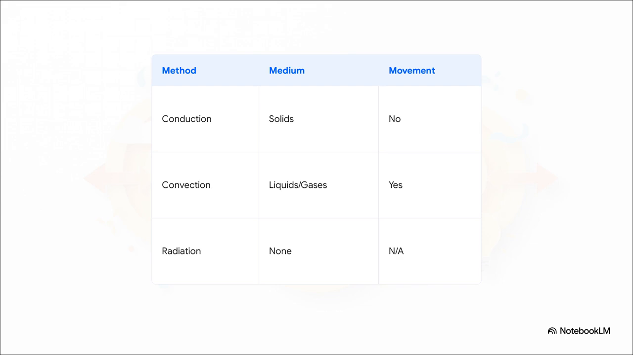Finally, we have radiation. This one's wild because it transfers heat without any medium at all. It literally travels through the empty vacuum of space. That's exactly how the sun's heat reaches us here on Earth. Oh, and a quick tip, dark-colored objects actually absorb this radiated heat much faster than light-colored ones.